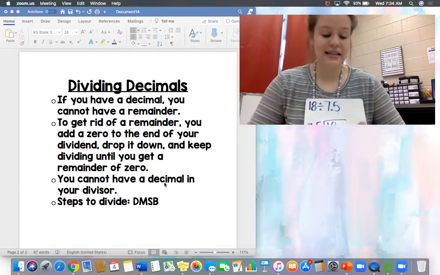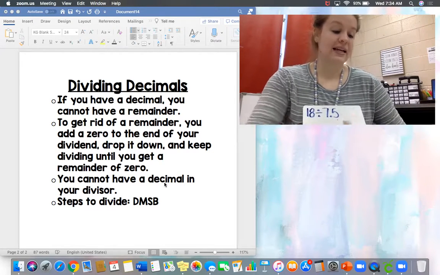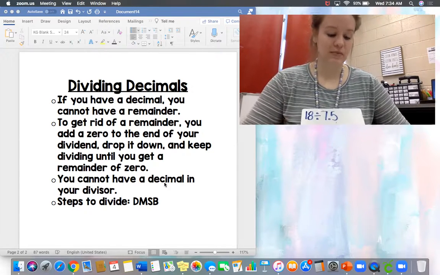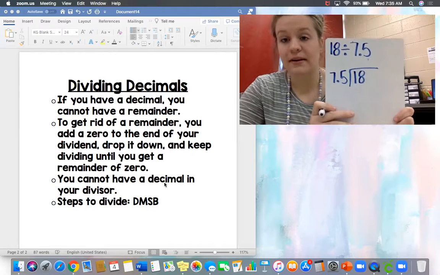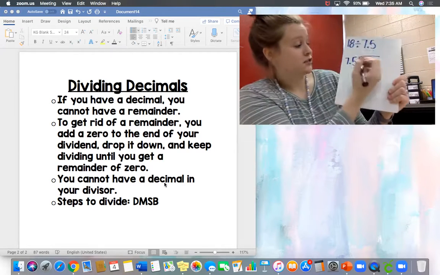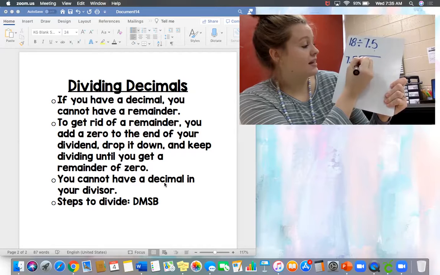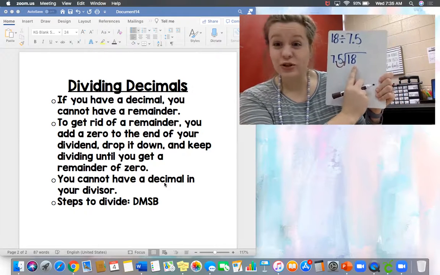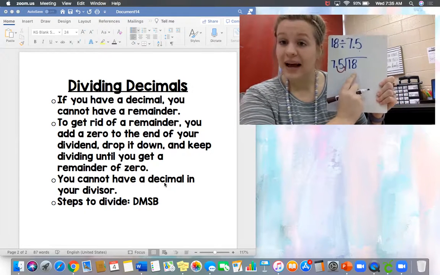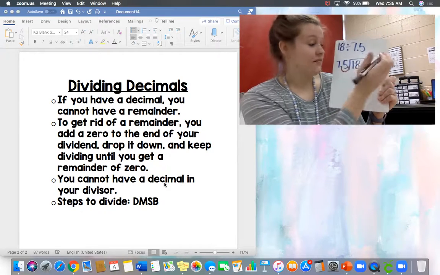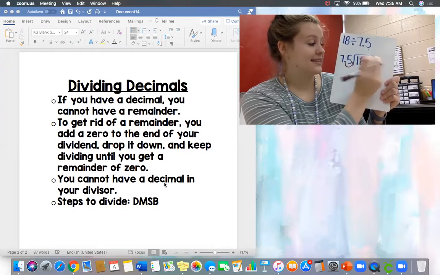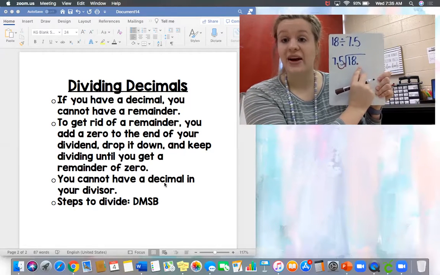So how many times do I need to move that decimal to make 7.5 a whole number? Just once, right? I can move it one time. Here may be a tricky little question for you. Where would my decimal be in 18? At the end of my number, right? Any whole number has a sneaky decimal at the very end.